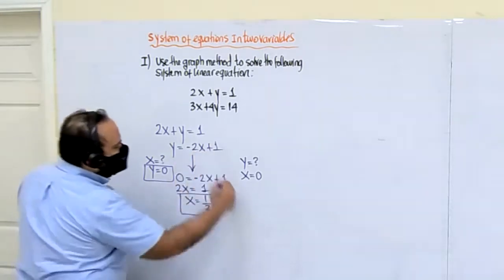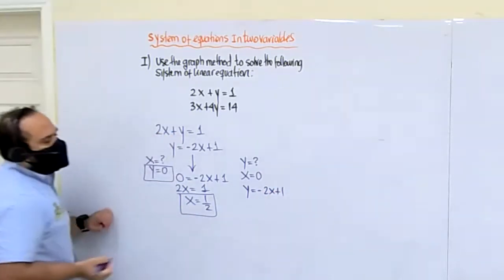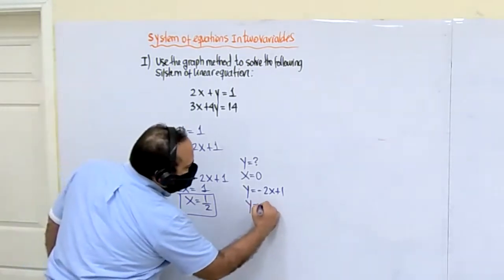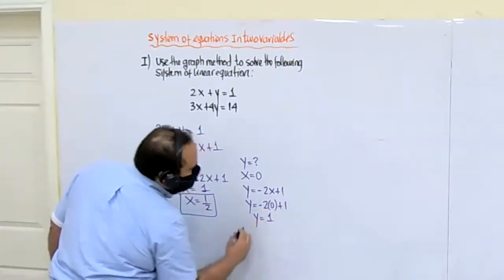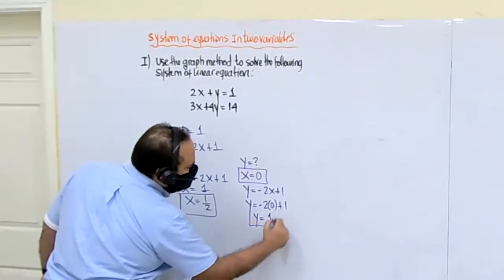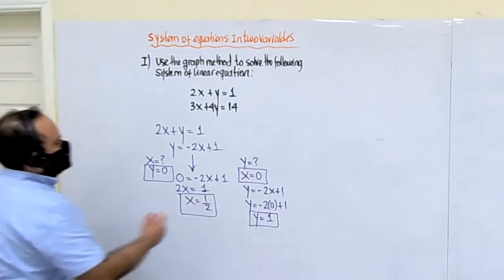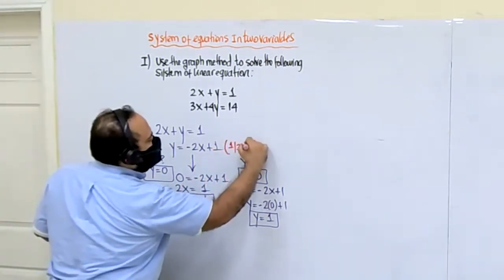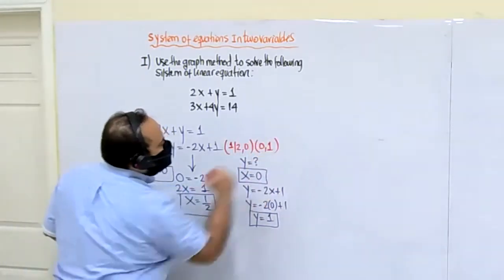Okay, I have the original equation, y equals negative 2x plus 1, and I'm going to replace the letter x by 0. So negative 2 times 0 plus 1. So we can conclude y equals 1. Okay, so the intercept points of the first equation will be given by (1/2, 0), and at the same time (0, 1).